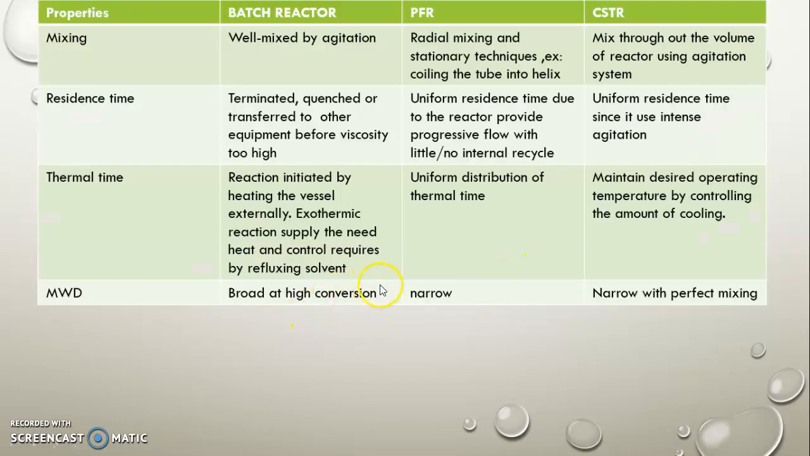Okay, this is the differentiate between the batch PFR and CSTR in terms of mixing, residence time, thermal time, and molecular weight distribution. And the previous final exam question did ask what is the difference between these four properties in three types of reactor. So you need to know.